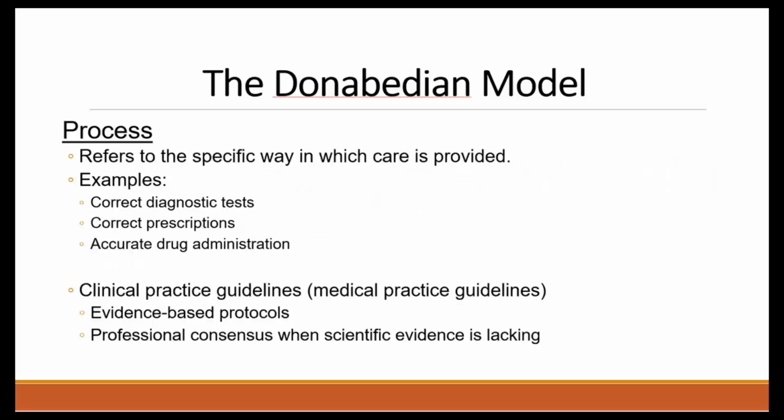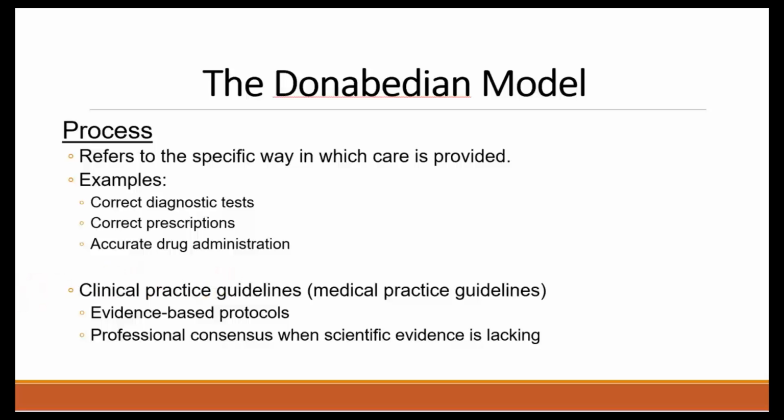Now next, we're going to jump to process. So process refers to the actual delivery of healthcare, which includes both technical and interpersonal aspects of delivery. Examples include correct diagnostic tests, correct prescription, accurate drug administration, pharmaceutical care, waiting time for seeing a physician, and interpersonal aspects of healthcare delivery.